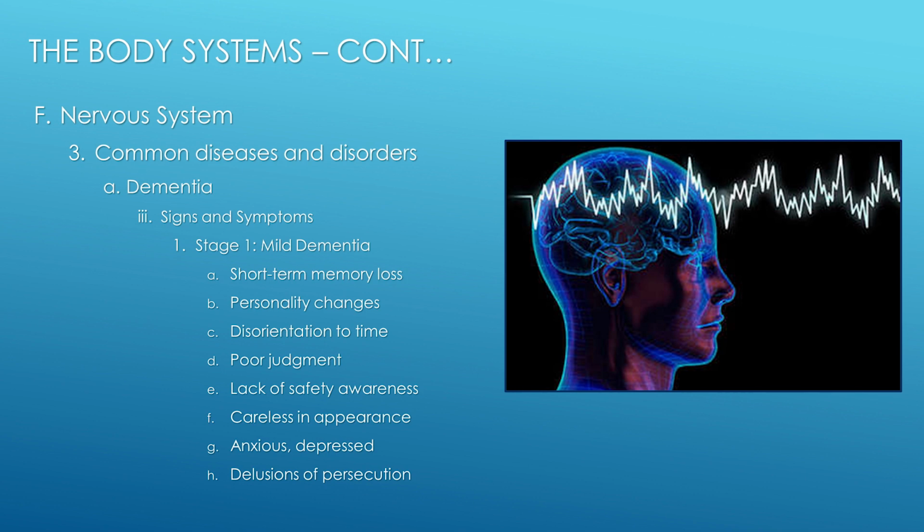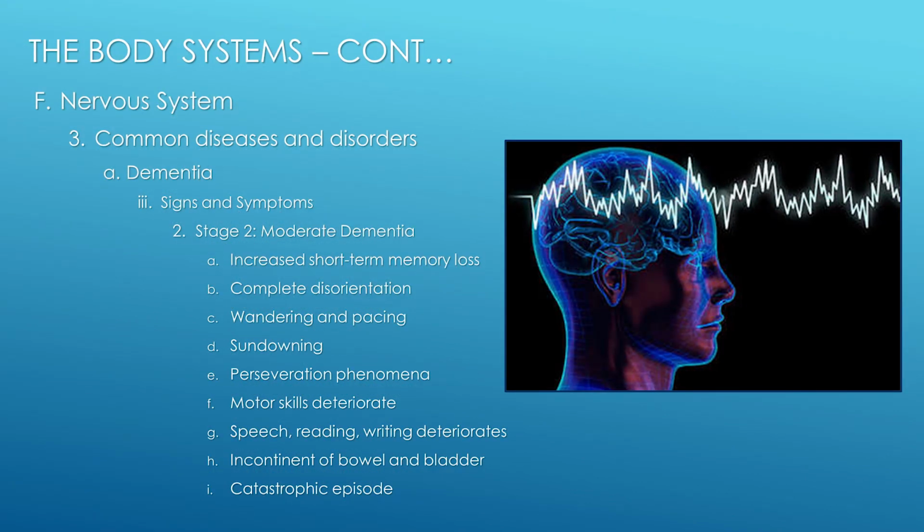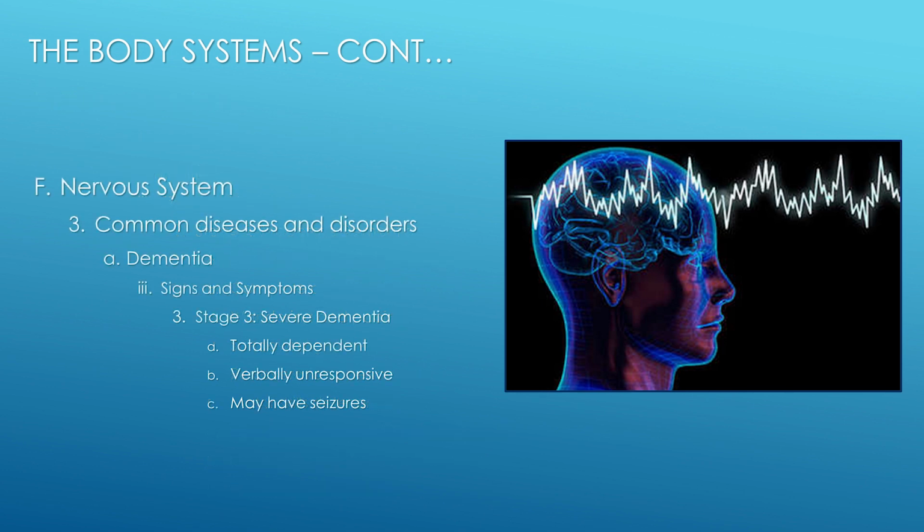and delusions of persecution. Stage 2, moderate dementia. Increased short-term memory loss, complete disorientation, wandering and pacing, sundowning, perseveration phenomena. Motor skills deteriorate, speech, reading, and writing deteriorate, incontinent of bowel and bladder, and catastrophic episodes. Stage 3, severe dementia, totally dependent, verbally unresponsive, and may have seizures.